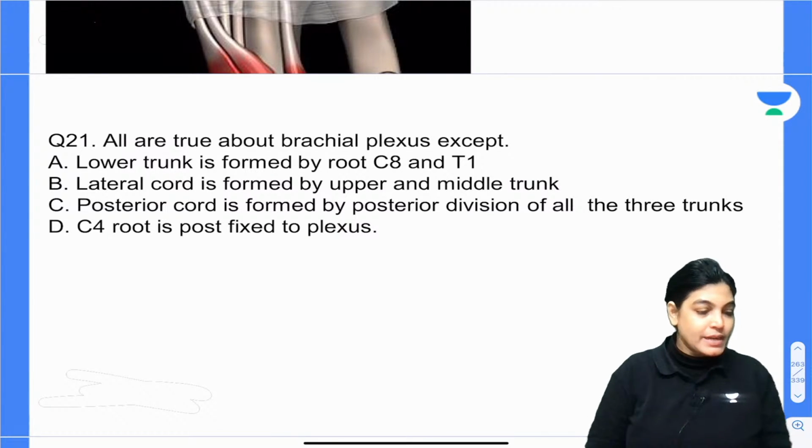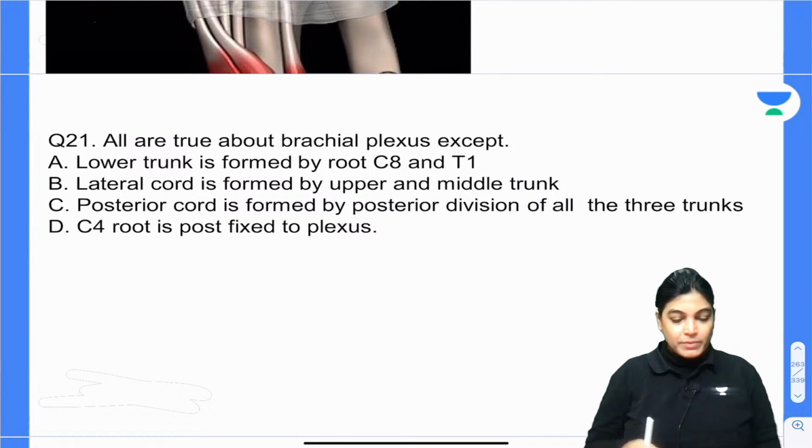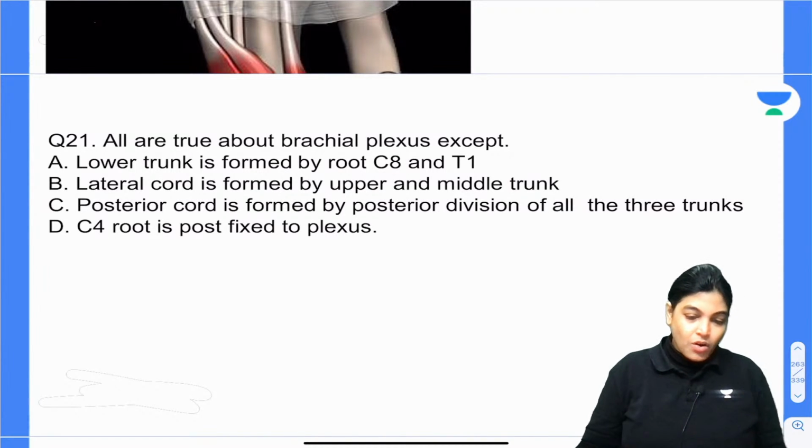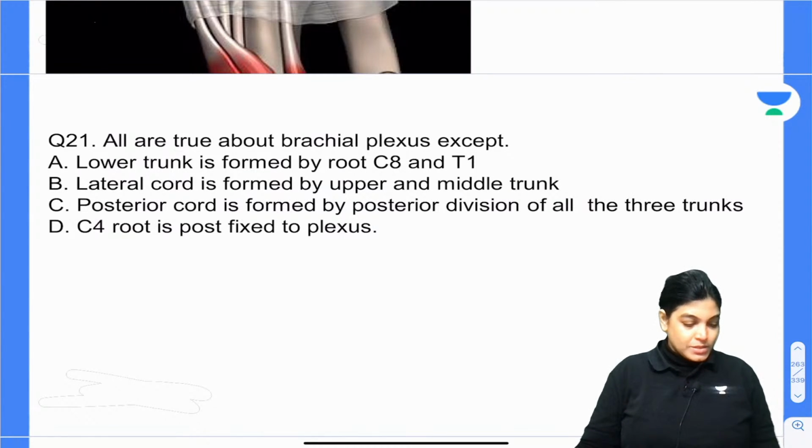So which is the wrong statement? According to you, which is the wrong statement? These are all the statements about brachial plexus. So according to you, which is the wrong statement? Okay, so yes, let me come up with the explanation.